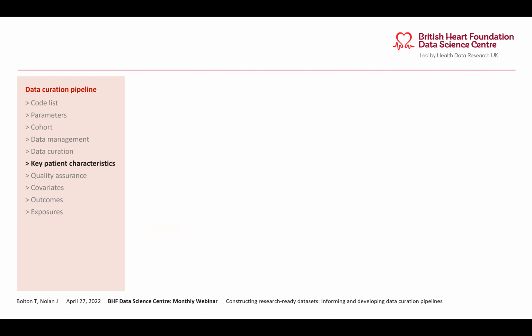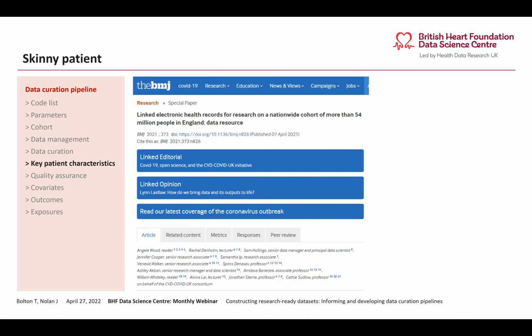I'd like to spend a little bit more time talking about the key patient characteristics stage of the pipeline. It's one that we've had a little more time to work on and showcases how we want to approach the data curation more generally going forward. So those working in the NHS Digital TRE will know this as the skinny patient stage, originally developed by Sam Hollings from the Data Wrangler team with Angela and others for the BMJ descriptive paper.